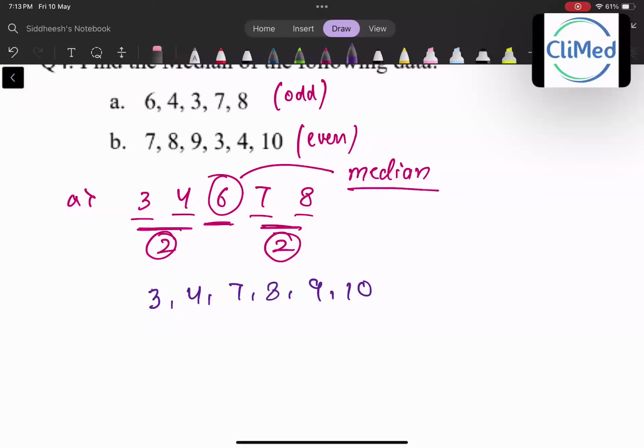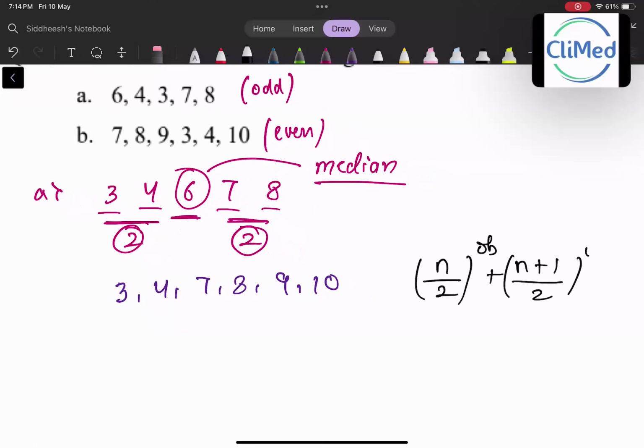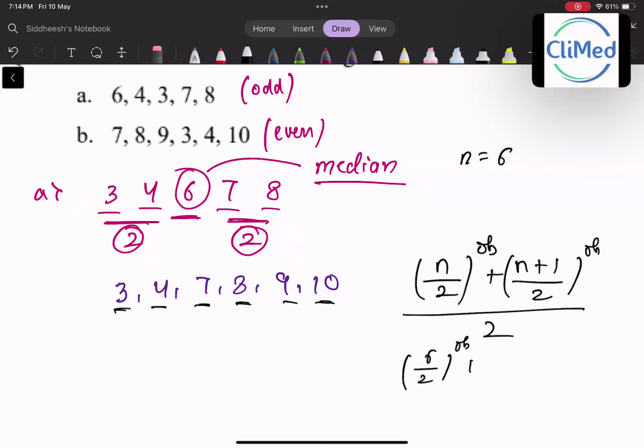Okay. So what is the formula now? Formula is very simple. That is n upon 2 observation plus n plus 1 upon 2 observation, upon 2. So what is n now? The number of observations, correct? So 1, 2, 3, 4, 5, 6. Your n is 6. So 6 upon 2 observation plus 6 plus 1 upon 2 observation, correct?